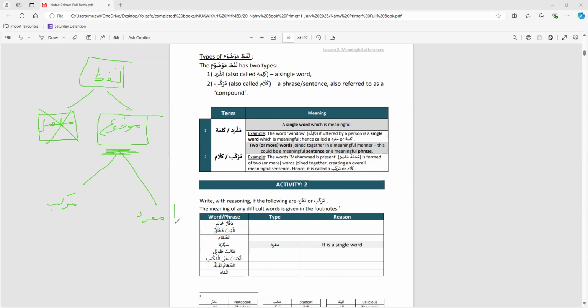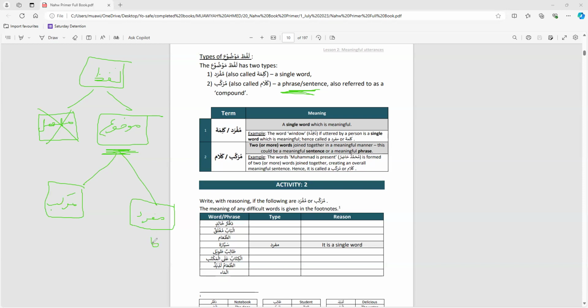Mufrad are singular words and murakkab are phrases or sentences. So murakkab, a phrase or sentence. Whether it's half a sentence or the full sentence, murakkab in Arabic means joint. So when two or more words are joint. And mufrad is a singular word.